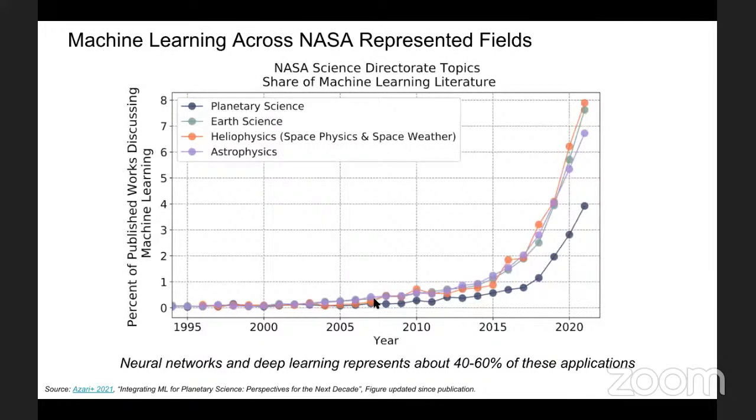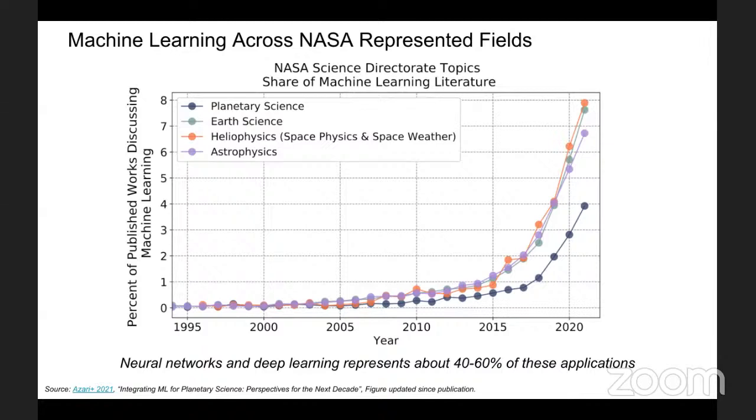So what this figure is showing you is the percent of published works within each field. So planetary science, earth science, heliophysics, and astrophysics. How much of that field is publishing about machine learning? Okay, so these are all normalized to each field, so we don't have to worry about astrophysics being a larger field, say, than heliophysics. And so what you can see is all of these fields have had an enhancement or an increase of machine learning over time.